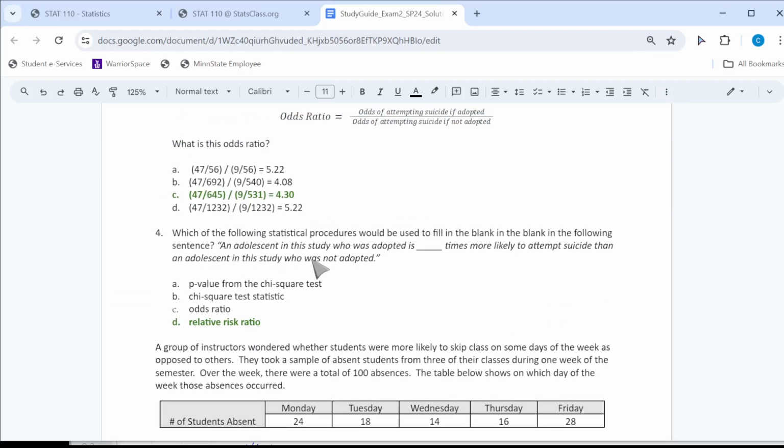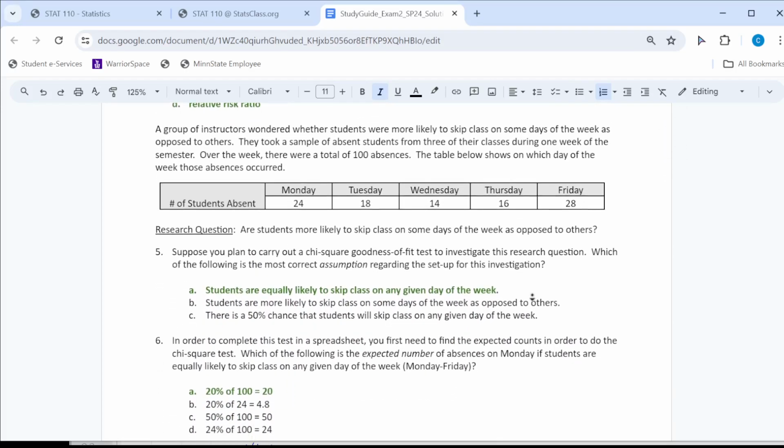Okay, we had questions about this in class today, so let's talk about number 4. If I have the statement "blank times more likely," that is telling us that we are doing a ratio. So it's either going to be an odds ratio or a relative risk ratio. Now, how do I know which of those two it is? If I'm interpreting an odds ratio, then I have to say odds in my sentence. So I don't have odds here anywhere, so this would not be an interpretation for an odds ratio. So the answer there is going to be D.